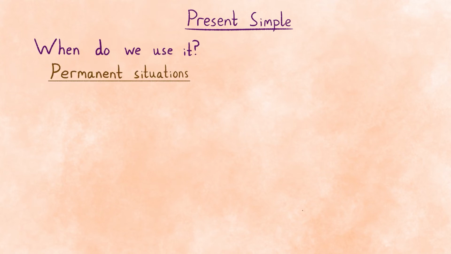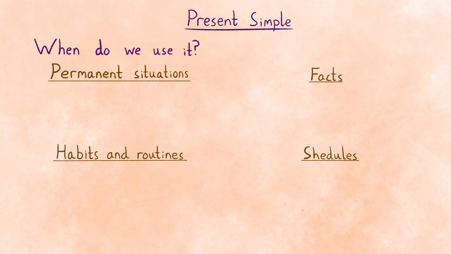In this video, we're focusing on the present simple tense. So, when do we use the present simple tense? Well, there are many situations, but some of the most common uses are for permanent situations, for facts, for habits or routines, and for schedules and timetables.